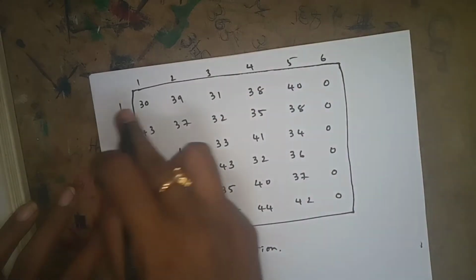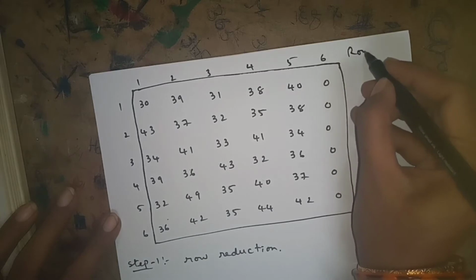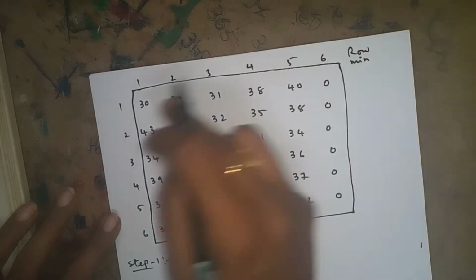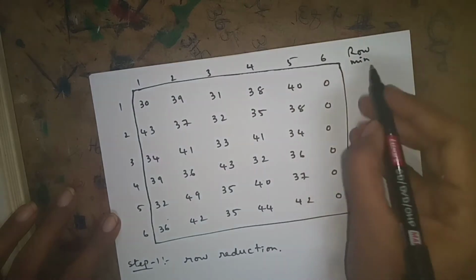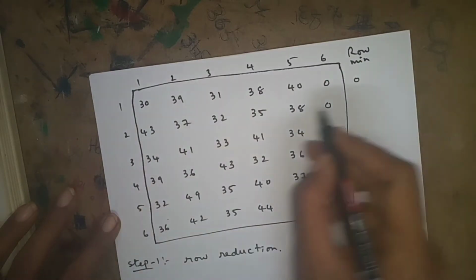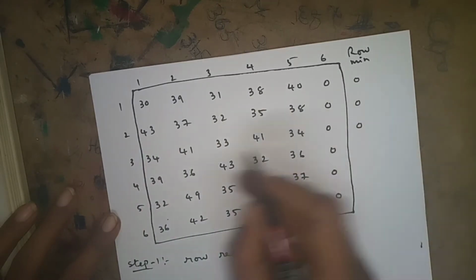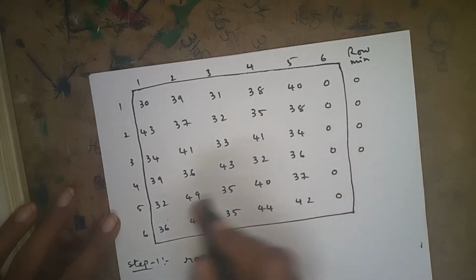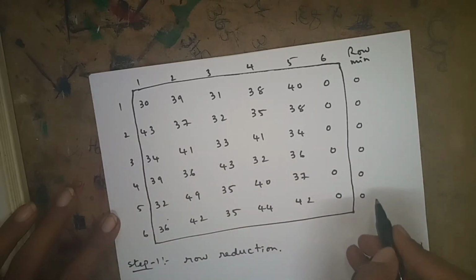Now, find the minimum in each row. Out of the complete first row, the minimum value is 0. Second row, the minimum is 0. Third row, the minimum is 0. Fourth row, the minimum value is 0. Fifth row, the minimum value is 0. Sixth row, the minimum value is 0.